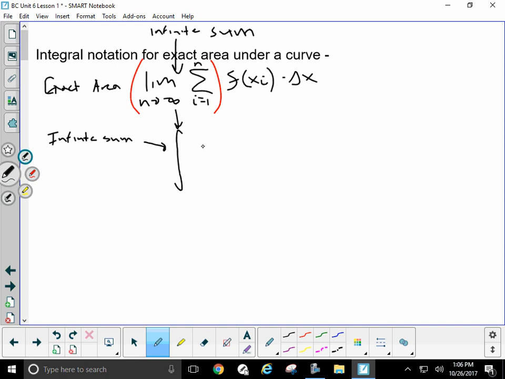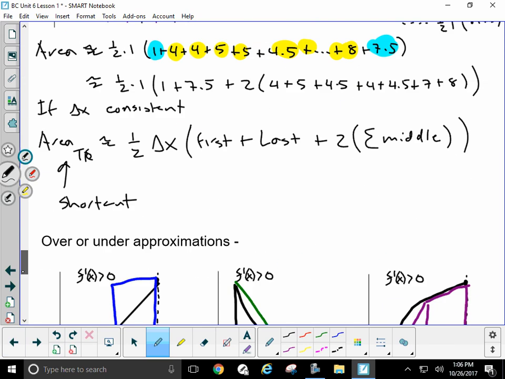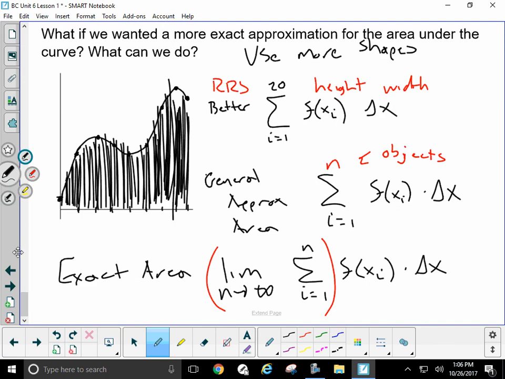All right, now we got f of x sub i. We'll just put f of x instead. Now let's go back to this delta x. This delta x, what was it? What was the formula for it? Right, b minus a over n.